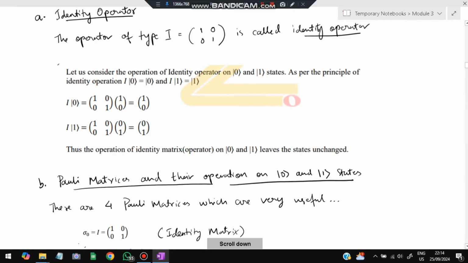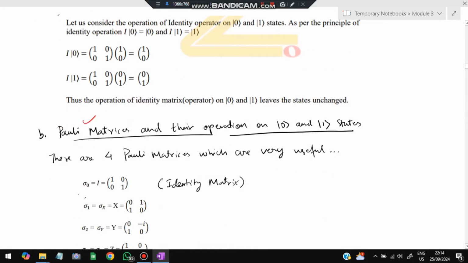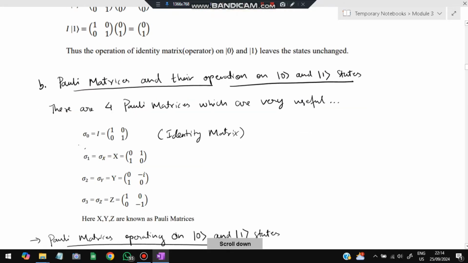Next we have the Pauli matrices and their operations. There are four Pauli matrices which are very useful. The first one is the identity matrix, the second is the X matrix, then the Y matrix, and the Z matrix. These three are known as Pauli matrices. So what is the X matrix? 0 1 1 0, just the reverse of this one.